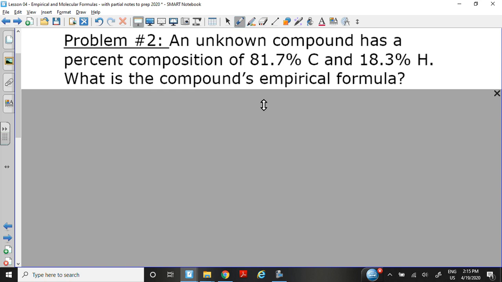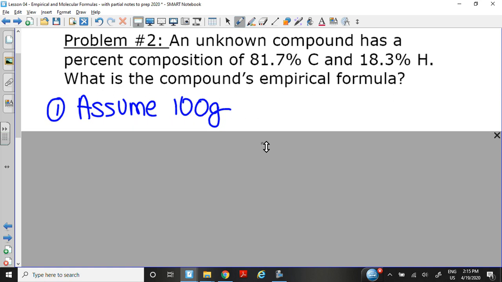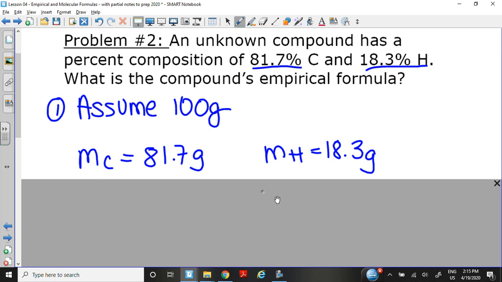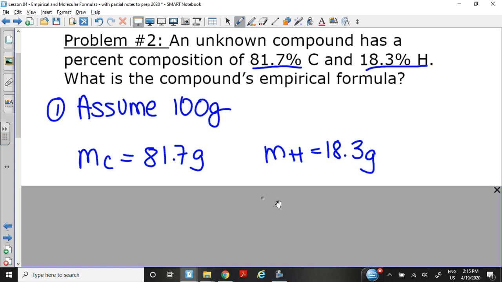All right, let's start checking. The first step that you want to do is assume that you have 100 grams. Again, just like before, since we're dealing with percentages, we've got carbon and hydrogen, both equaling 100. Use 100 grams. That way you can take those percentages and directly convert them into mass.